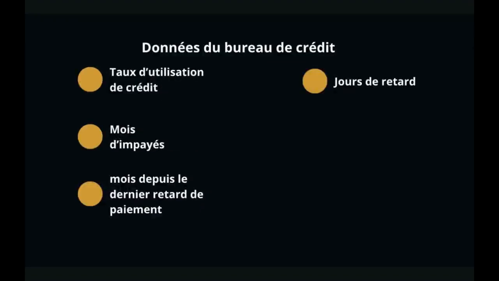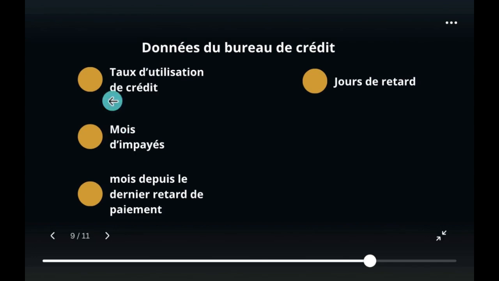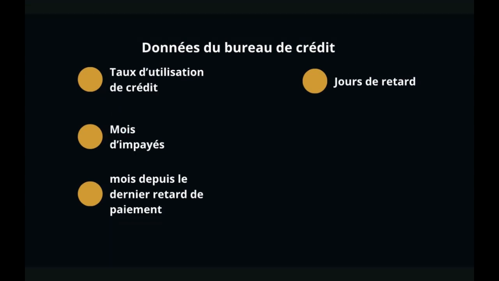Credit bureau data. We're still talking about credit bureau data, but here we're going to consider this data as leading indicators. The credit utilization rate is the proportion of available credit that is already used. For example, if a customer's total credit limit is 10,000 euros, and the client uses 8,000 euros, then the utilization rate will be 8,000 divided by 10,000 times 100. And so we have a rate of 80%.